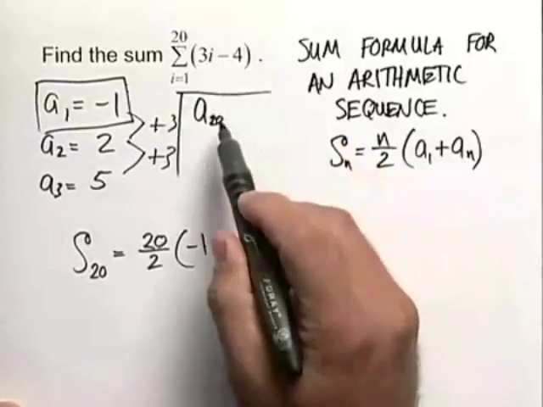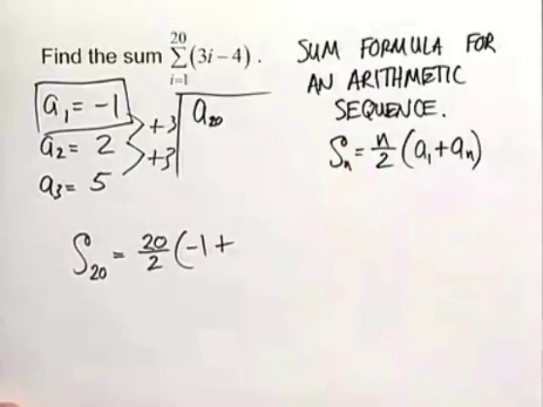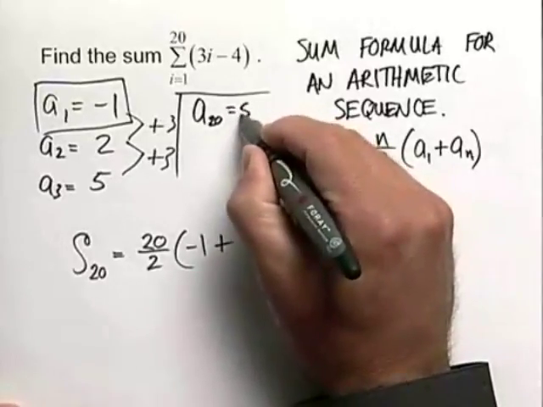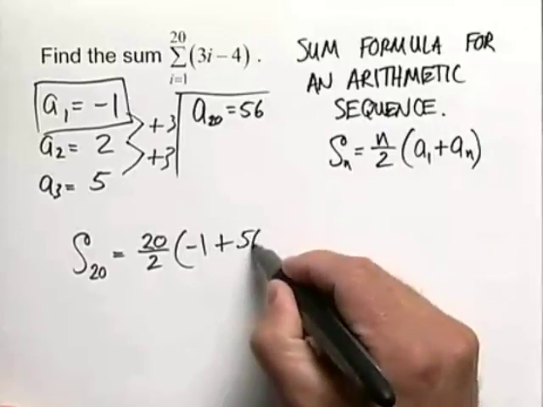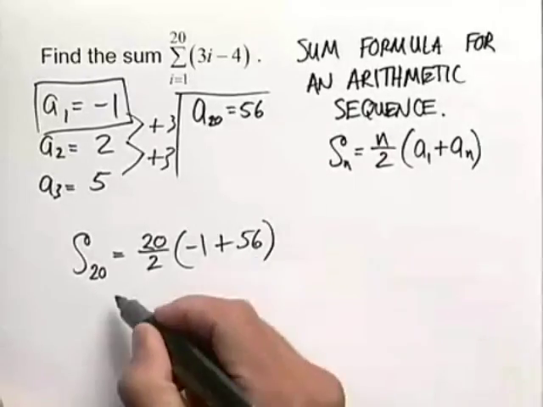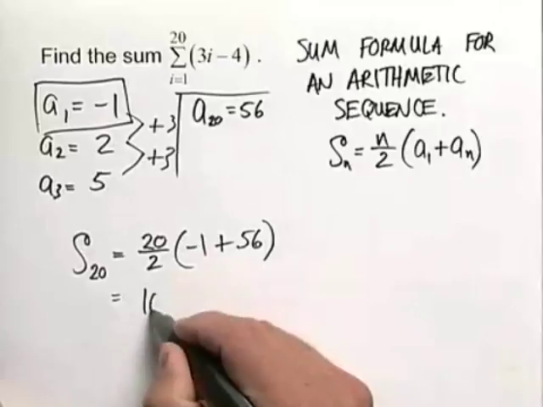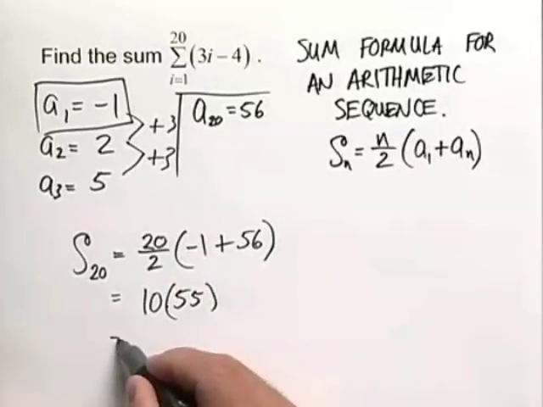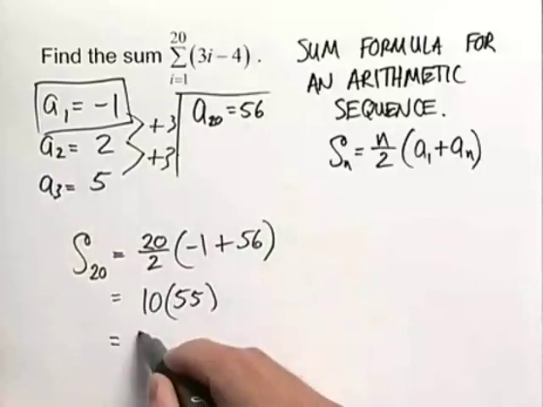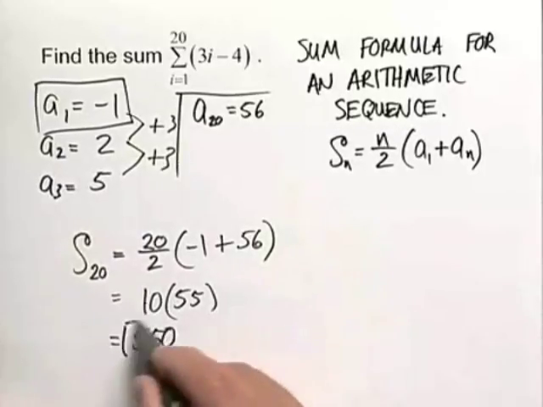And we can do that by plugging it into our expression. From this, we obtain the value of 56. Plugging this into our formula and simplifying, we've nearly got it. 20 divided by 2 will give us 10. Negative 1 plus 56 will give us 55. So the sum of these 20 terms would be 550.